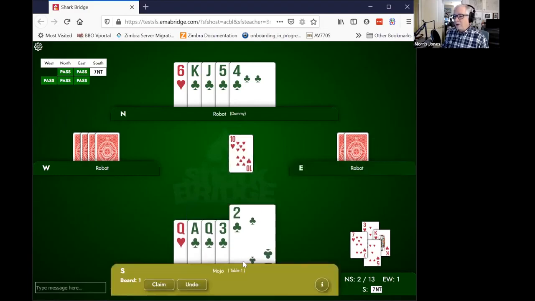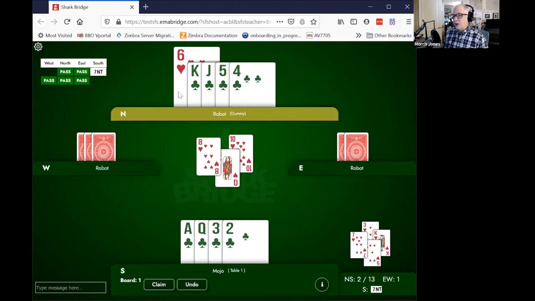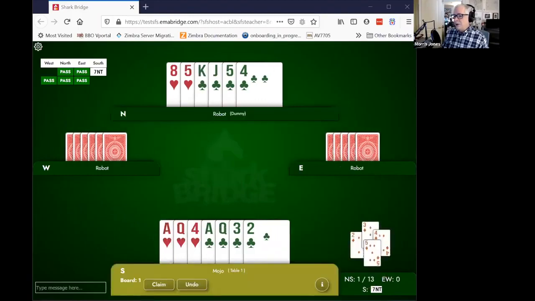Now, whatever they return, oh, they return a heart. That's nice. So we get to win 2 tricks with this combination. So let's look at some combinations here and estimate how many entries to the dummy we need to play this finesse in hearts. Can we do this one twice? No, we only get one attempt at it. We get to lead towards the queen, and if it works, then it works. If it doesn't, it doesn't. So we need 1 entry in this case.